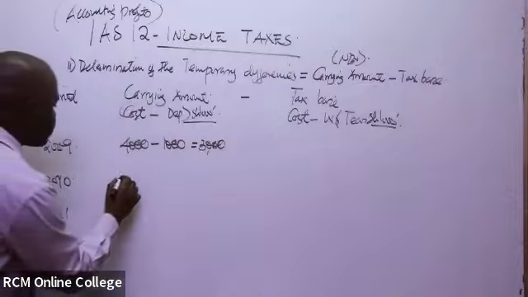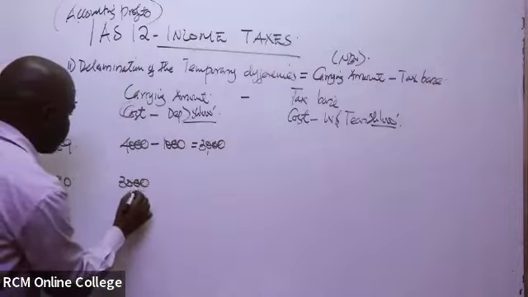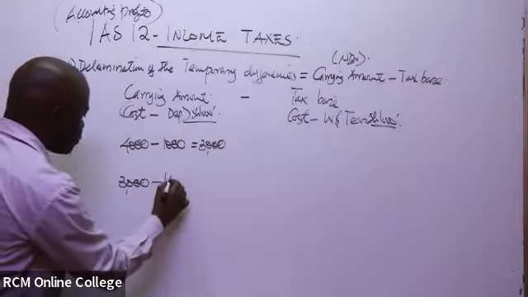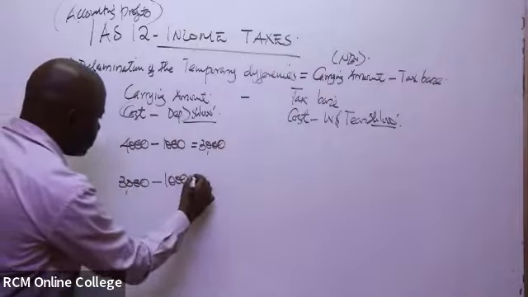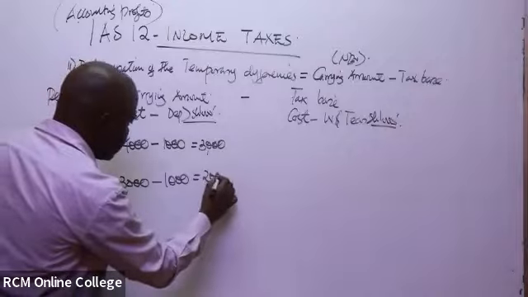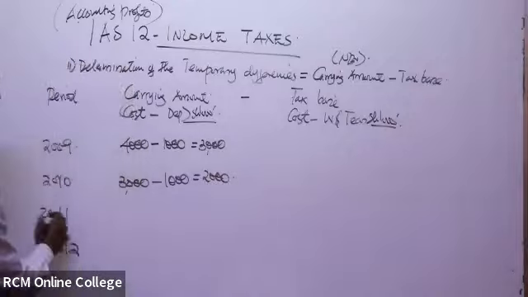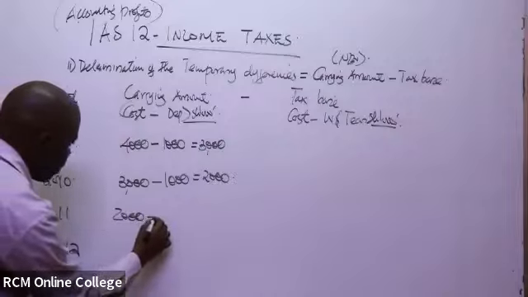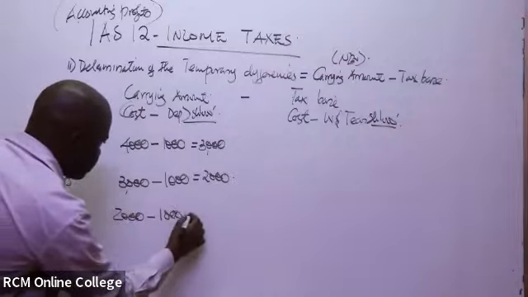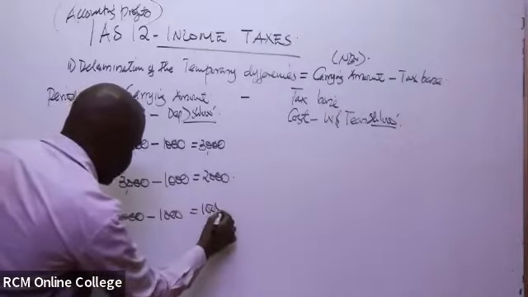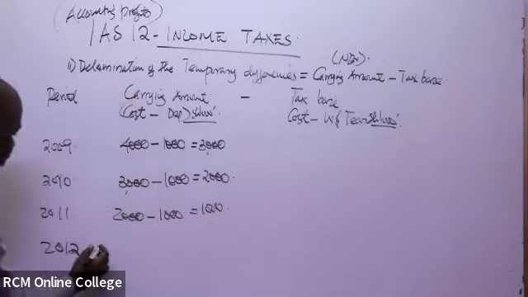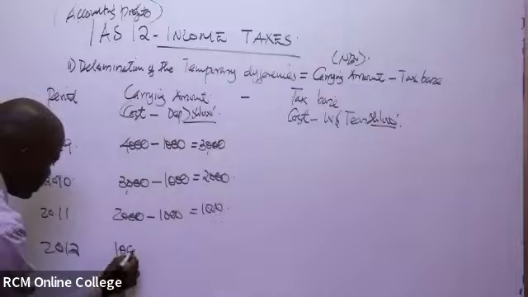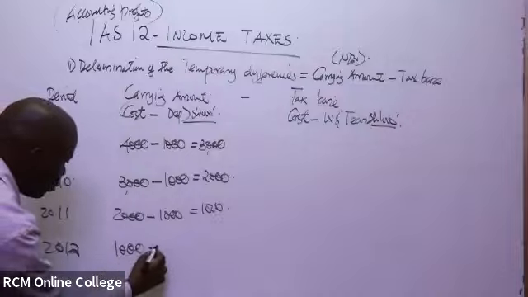We opened with 3 million, but less 1 million because it was on straight line, so we remained with 2 million. Then 2011 we opened with 2 million, removed 1 million, and remained with 1 million by the end of the year 2011. Then 2012 was the last one.